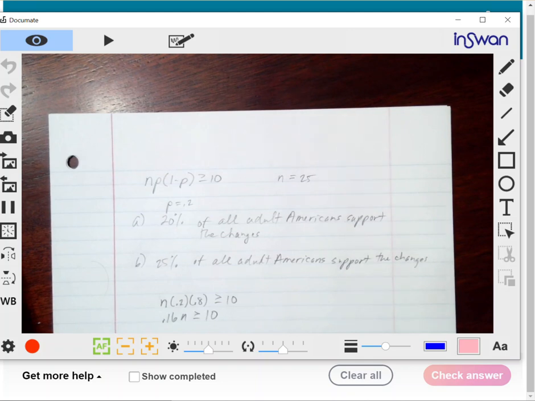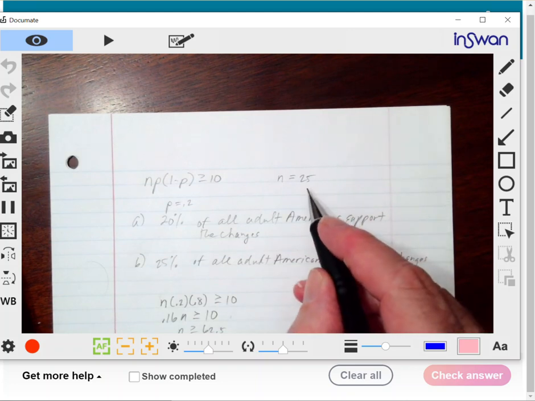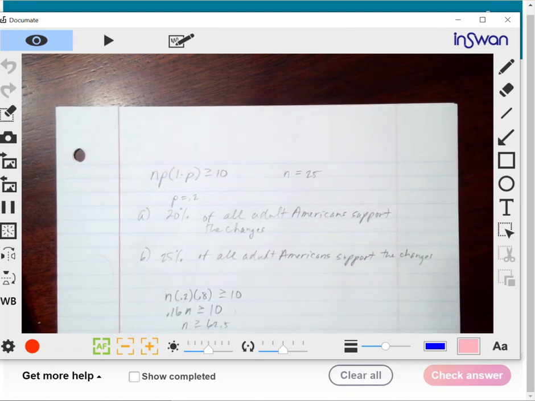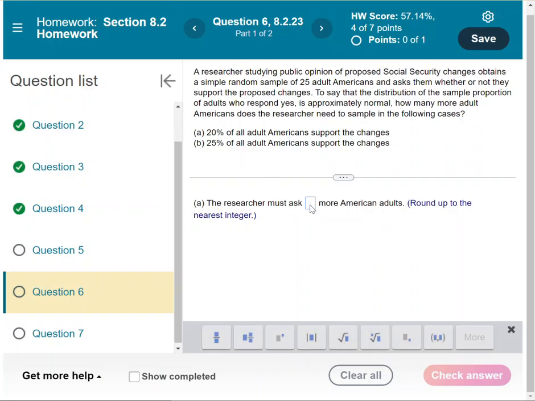So if we divide 10 divided by 0.16, we get N is greater or equal to 62.5. That would be 63 because we're talking about people. And it was asking how many more, I believe. So you'd have to subtract 25 from 63, and we get 38. So let's go back to our homework screen. Notice it says they must ask how many more American adults. So they already asked 25. So to get to 63, they have to ask 38 more.